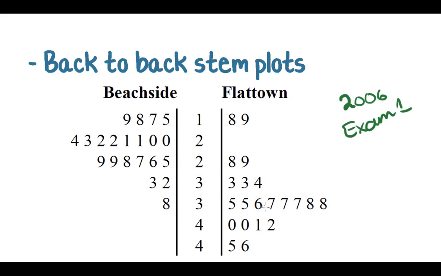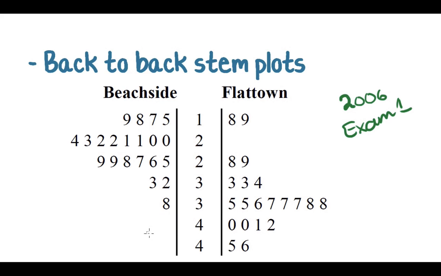Working with back-to-back stem plots is very similar to just one-sided stem plots, so long as you remember that the numbers on this left side are counting from the bar and moving away. So if we were asked to find the range of this side, of just the beach side, this would be the highest number, which is a 38, and this here would be the lowest number, which is a 15. So to find the range, you would say 38 minus 15.